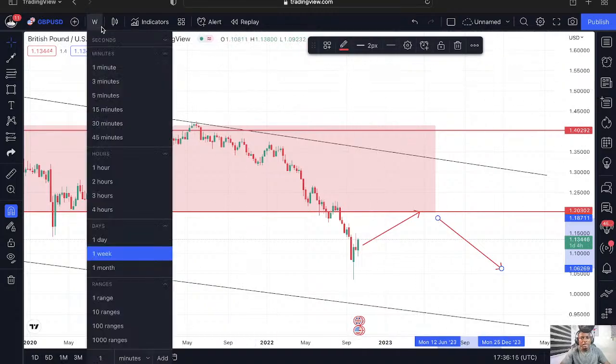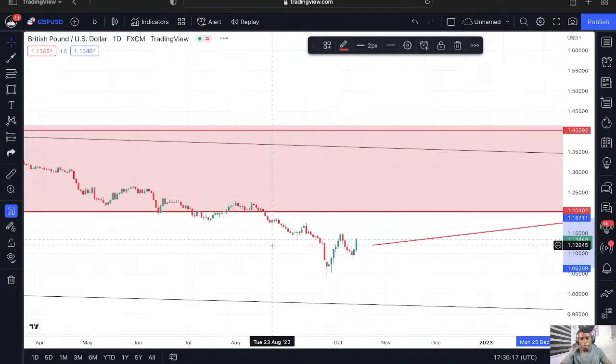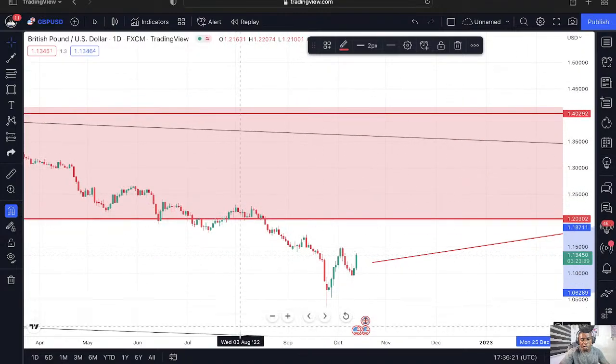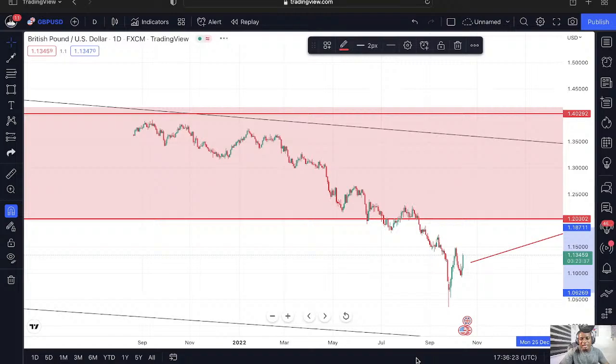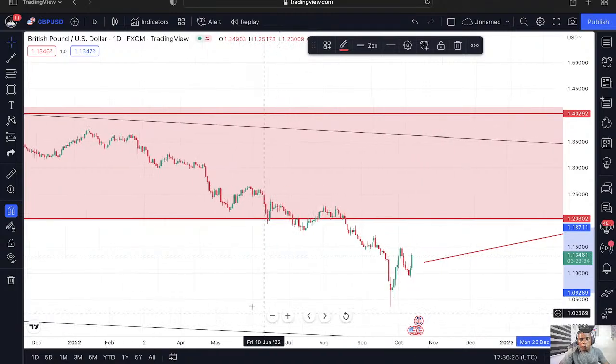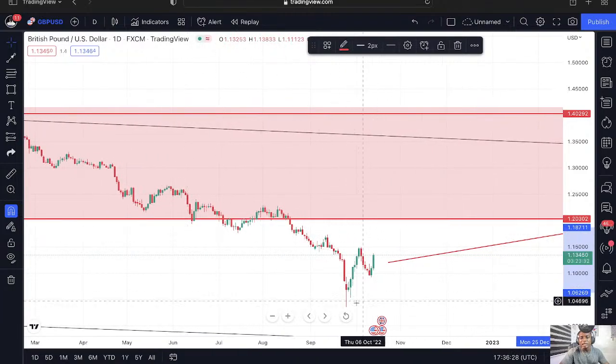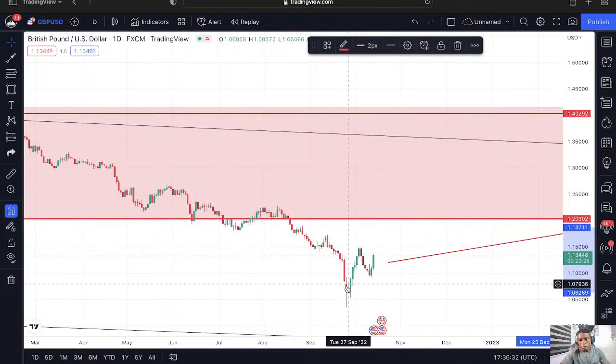Okay. So when we look at it on the daily time frame now, good. You can see what the daily time frame is giving us here. The daily time frame is giving us a clearer picture of what is happening per day in the week. So you can see what is happening here now.